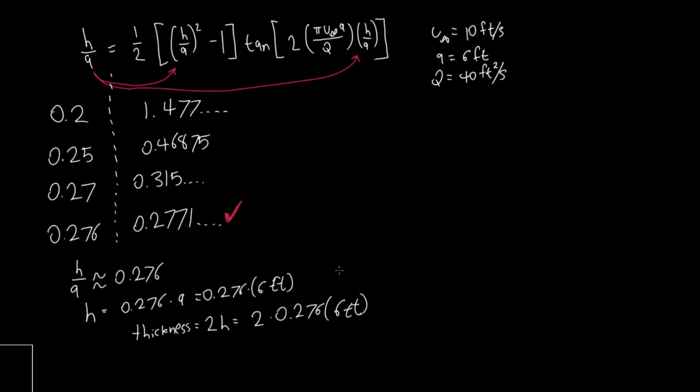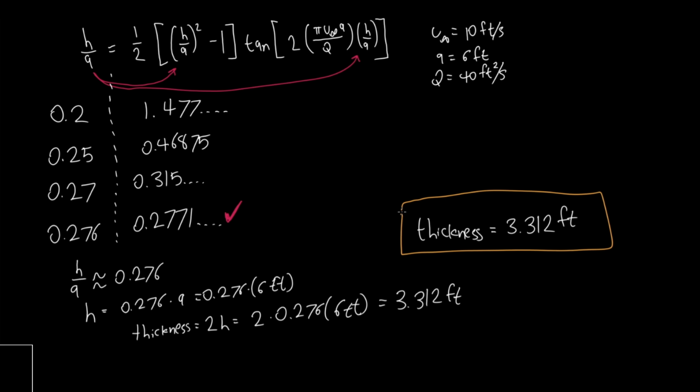And what that outputs is 3.312 feet. So our thickness is equal to 3.312 feet. And with that, we have both of our answers, and we can say we've defined the dimensions of this Rankine oval.